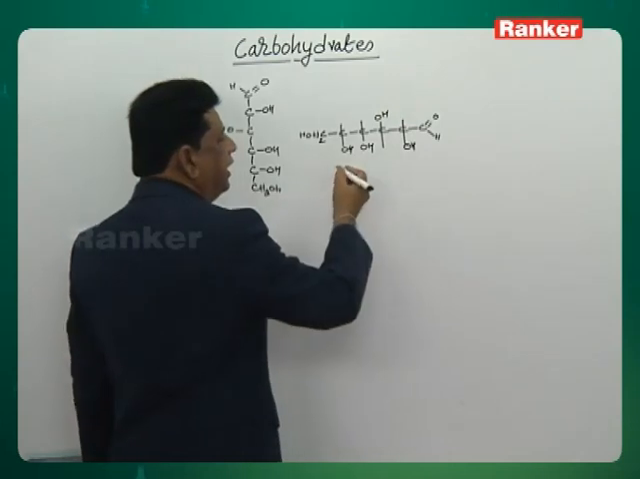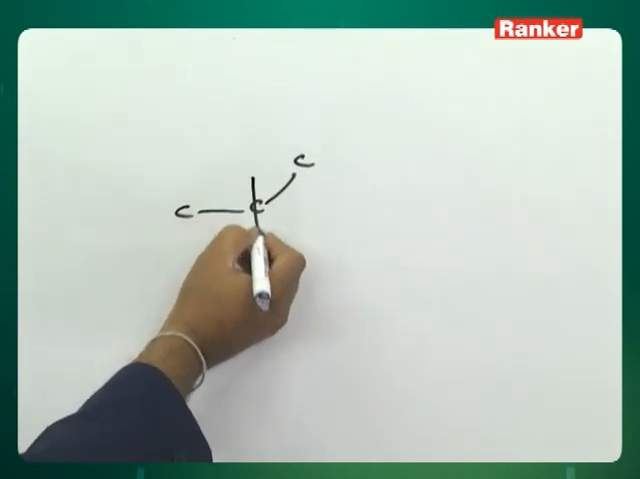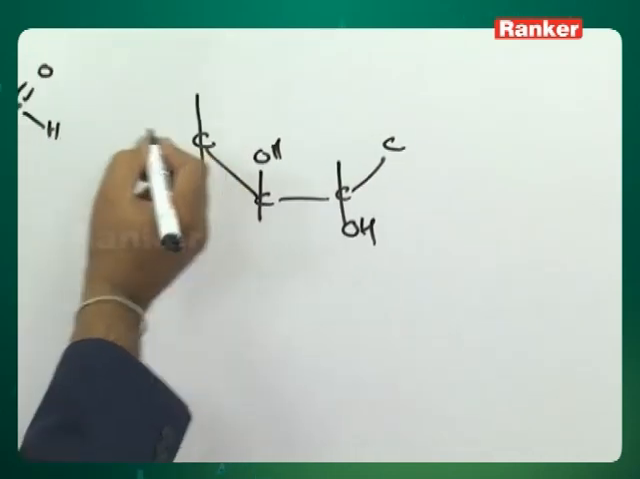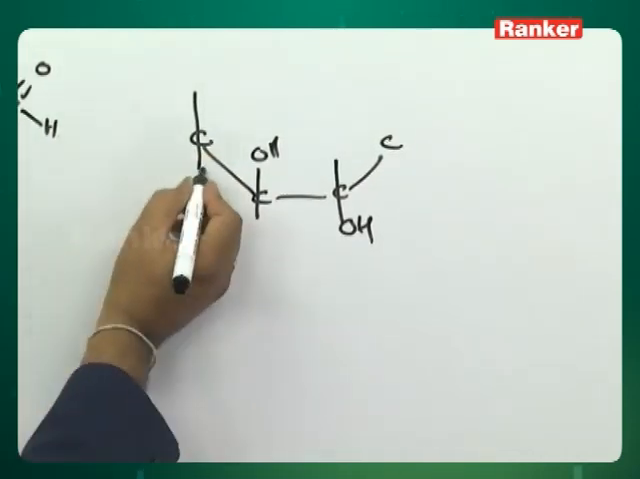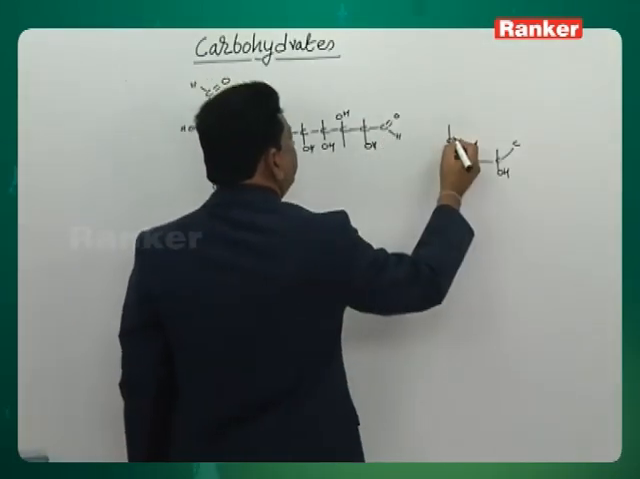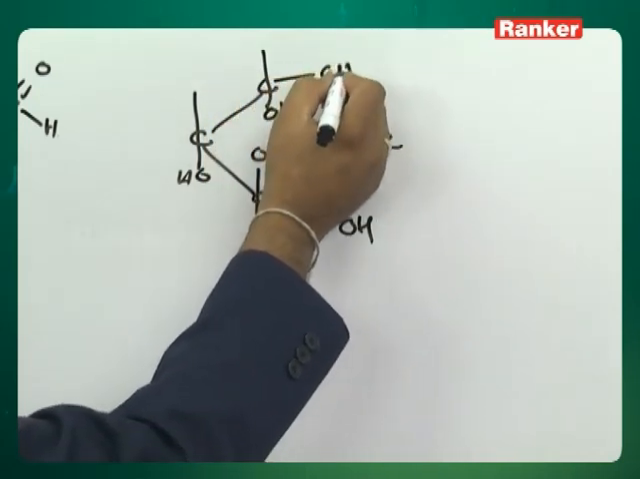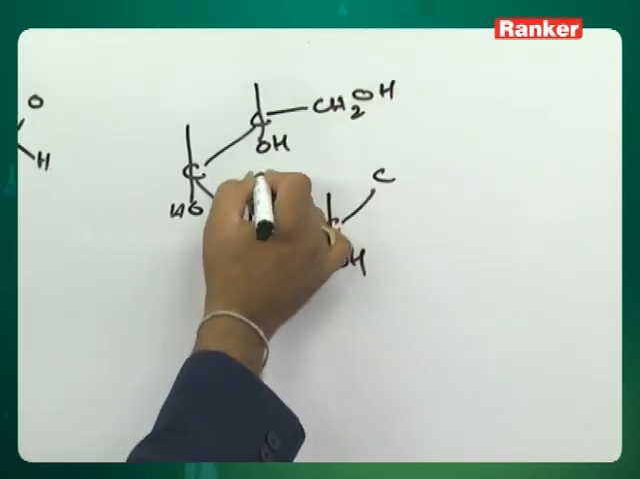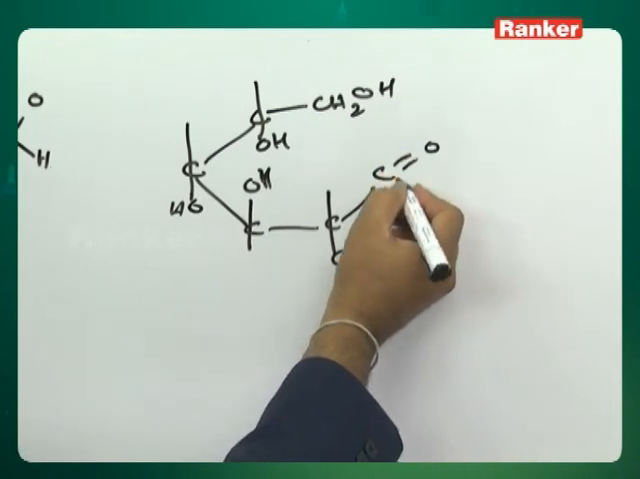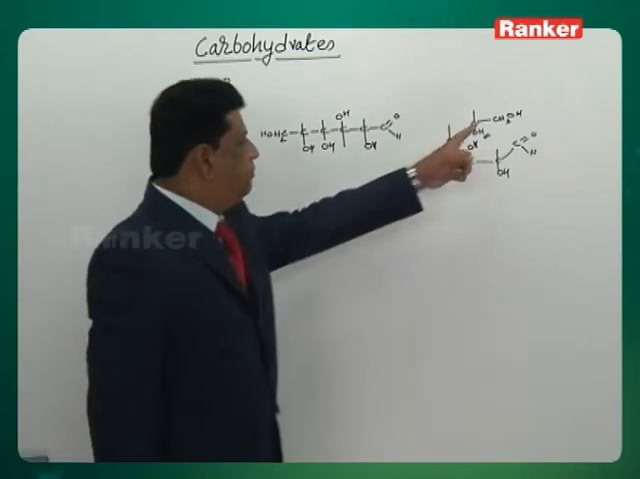Now I convert this part into a form like this. This is the first carbon, second carbon OH down, third carbon OH up, fourth carbon OH down. The fifth carbon also has the OH down, but it will have the CH2OH. Only the third OH is up, the rest are down. Here there is an aldehyde function, and this reacts with the fifth carbon OH, not the sixth carbon OH.